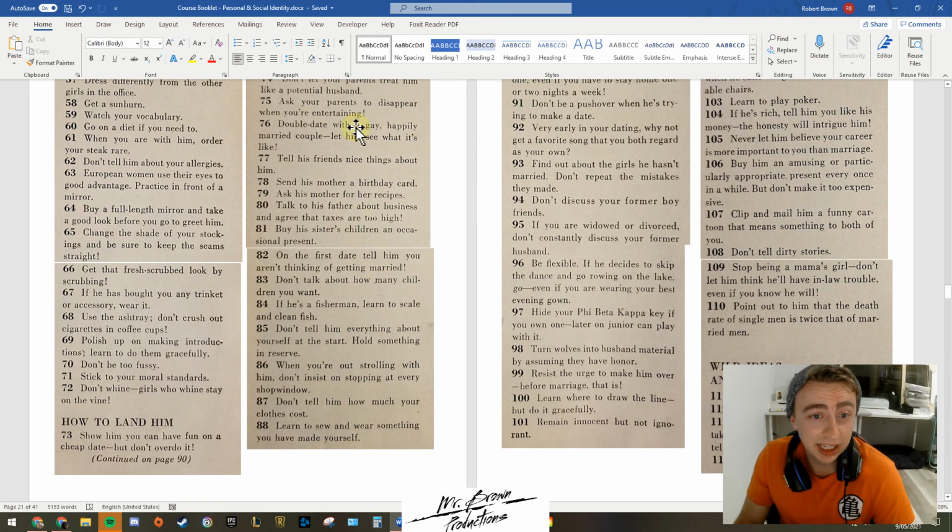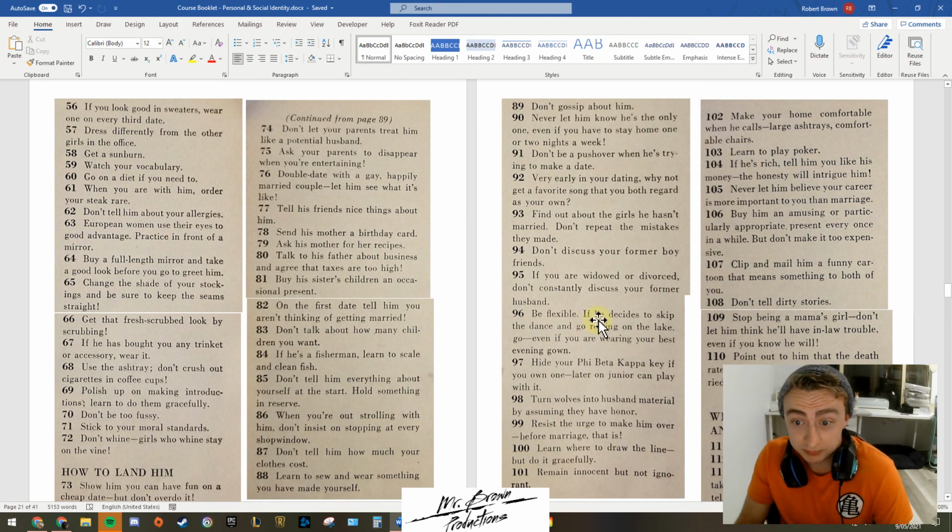Double date with a gay, happily married couple. Let him see what it's like. So the idea there, when we're looking at the word gay, here is a synonym for happy back in the 50s and 60s. So that doesn't mean double date with a homosexual gay or lesbian relationship couple. That is saying double date with a happily married couple, essentially. Just thought I'd point that one out there for you.